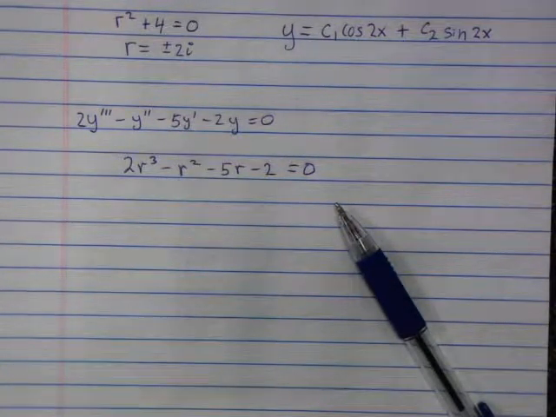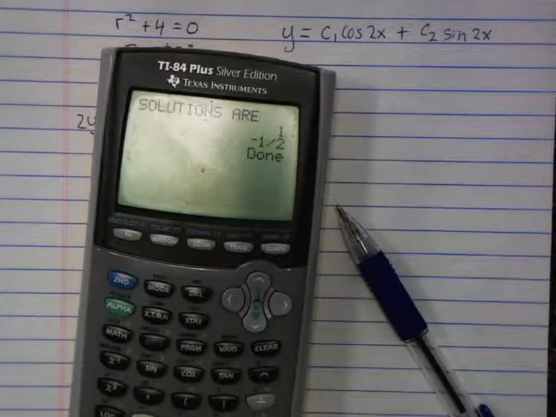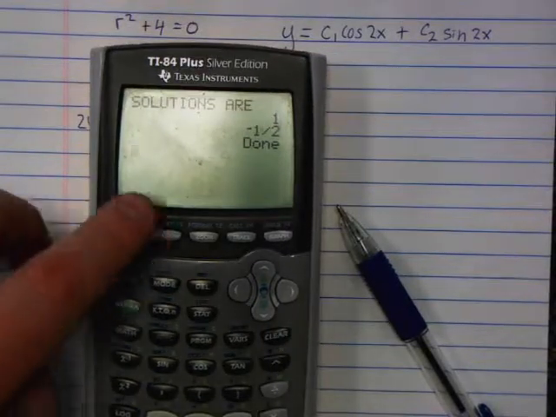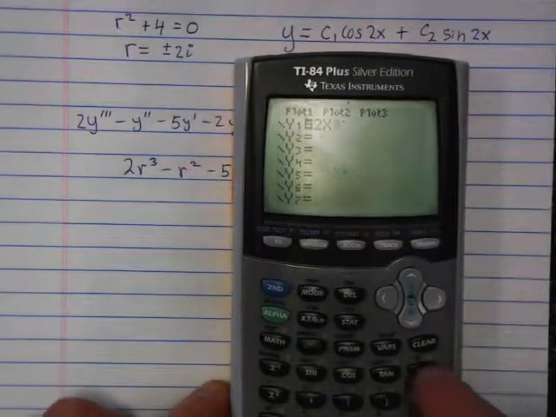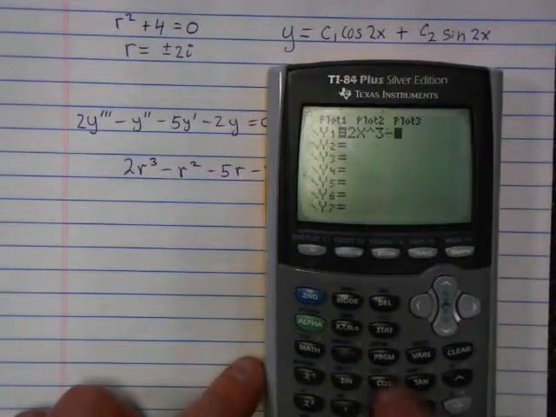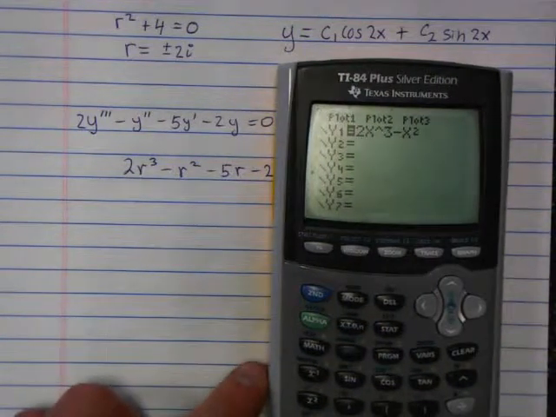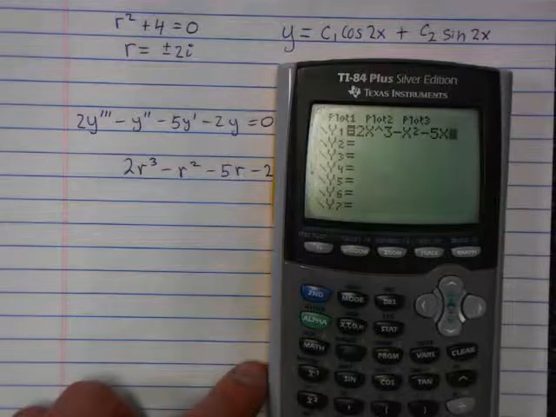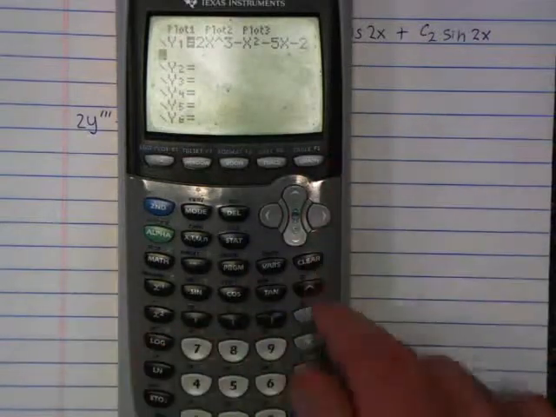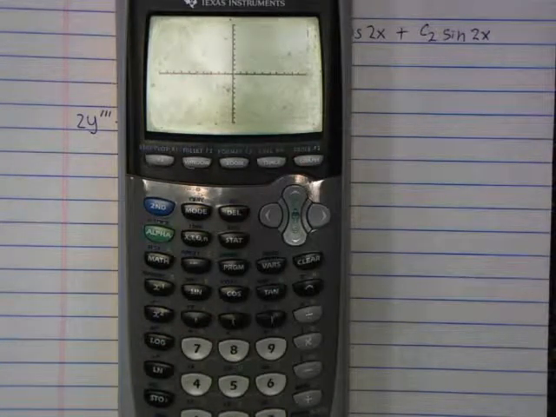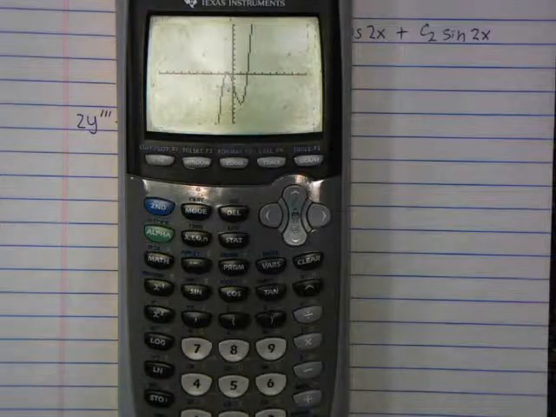So how do you solve it? Calculator. You grab your calculator. Wonderful idea. y equals 2x cubed minus x squared minus 5x minus 2. So I type that into my calculator. I draw myself a pretty little graph. Okay? So where are the answers?